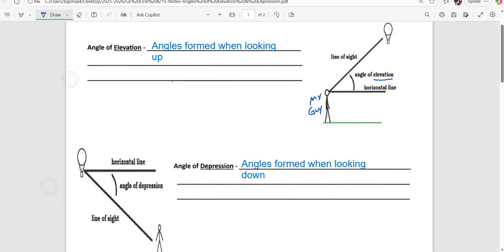But if you're in the hot air balloon and you're looking down on my guy, well then, guess what? Looking down is an angle of depression. Write those down, and then we're going to do the bottom example. Quick note today: don't be wrong. Be right.